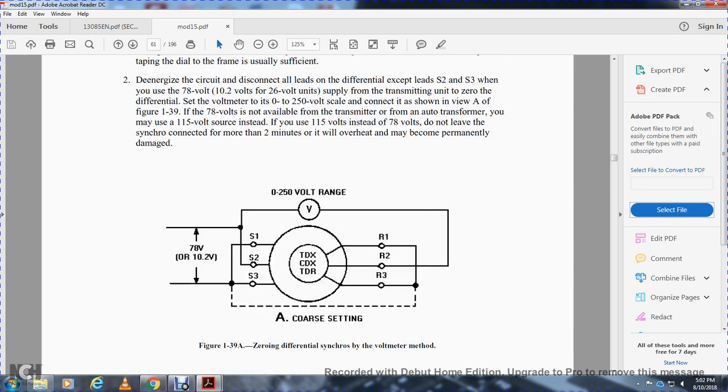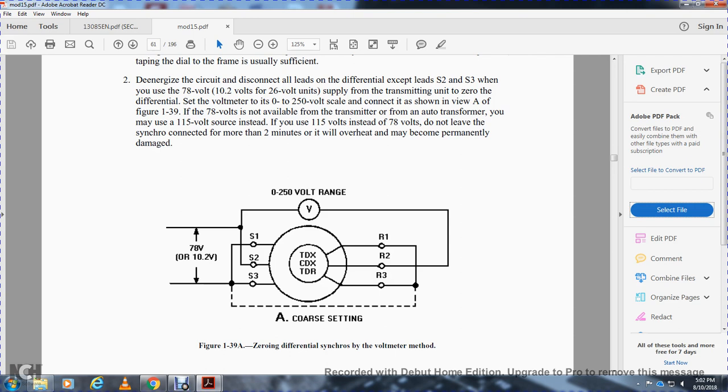Alright, de-energize the circuit and disconnect all the leads of the differential except the leads of stator 1 and stator 3. With the 78 volts, the 10.2 volts, and the 26 volt unit supply for the transmitting unit and the differential, set the voltage on the 0 to 250 volt scale and connect as shown in view A of figure 139. If the 78 volt source is not available, the transmitter in the form of an autotransformer, you may use the 115 volt source instead of the 78 volts. Do not leave the unit connected for more than 2 minutes or it will overheat and may become permanently damaged.